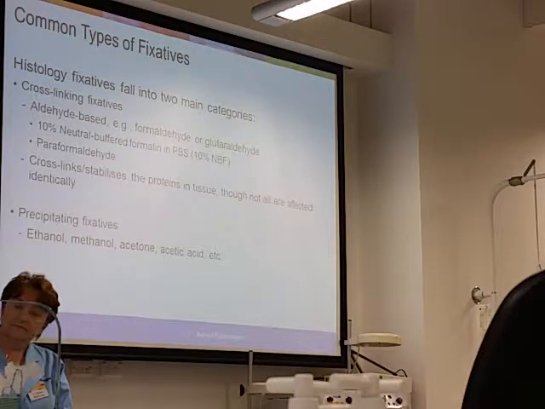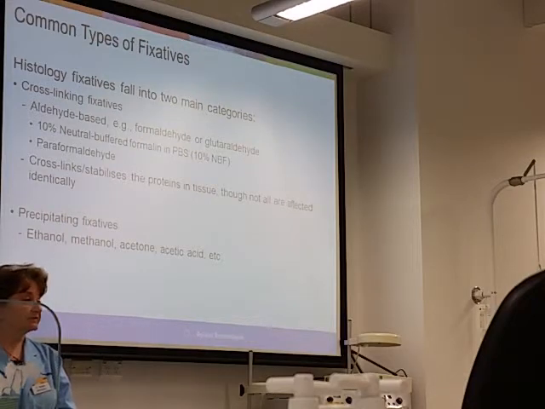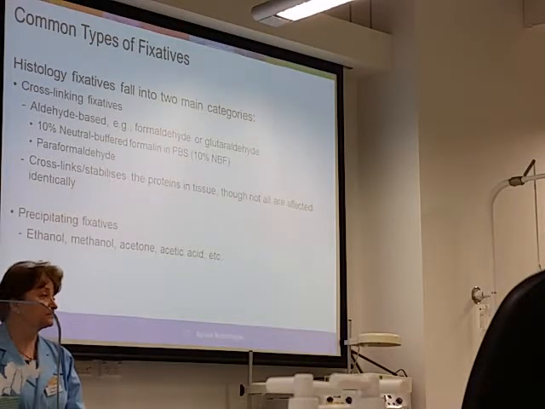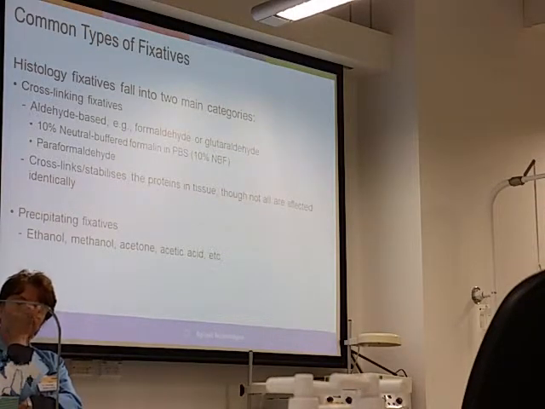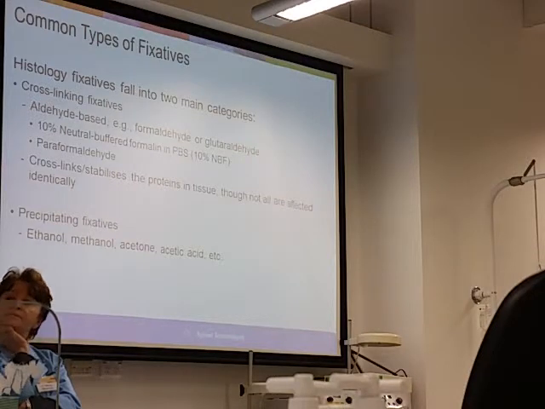In the case of precipitated fixatives, these are typically just used for individual cells, not for tissue, but we can use things like ethanol, methanol, acetone, acetic acid, or combinations of those. So an example might be FAA, which is a formaldehyde, acetic acid and alcohol mixed all together.